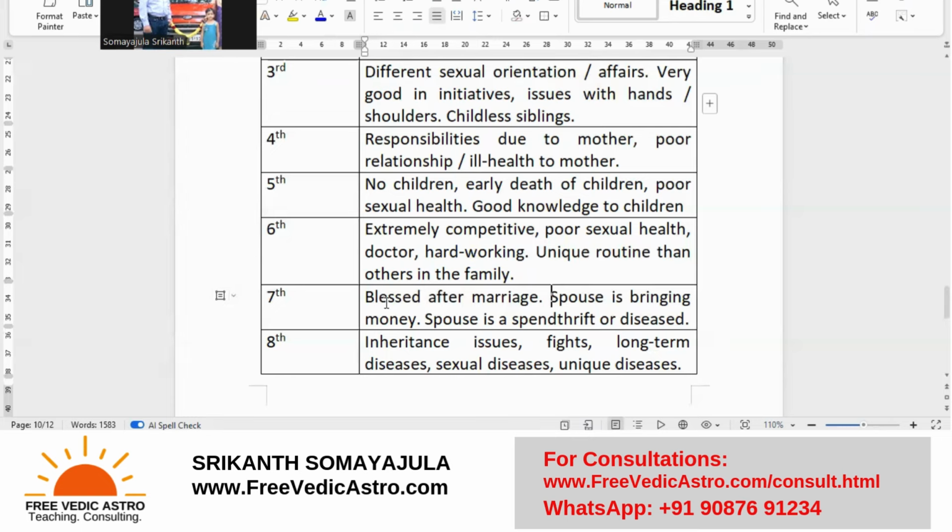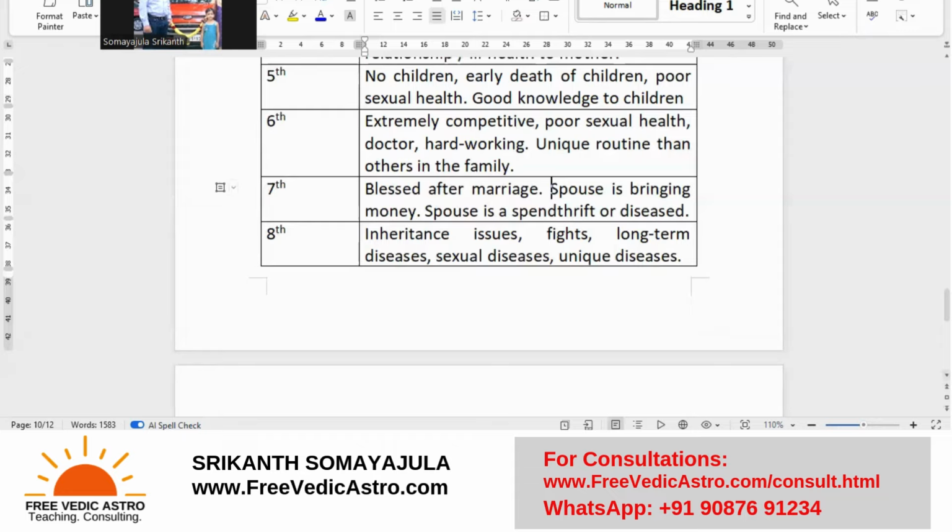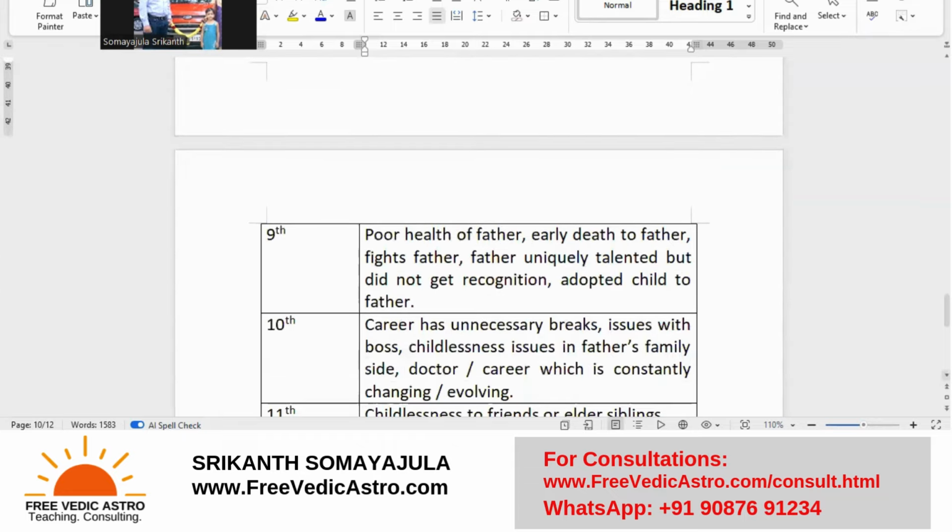Eighth house, issues with inheritance, or there is a competition, or there is a very unique inheritance, right? The person has attained an inheritance which is very unique. Okay, he has inherited something which is very unique. Nobody else would give his son such kind of an inheritance, right? Long-term diseases, sexual diseases, unique diseases where you must not have even heard of the disease, a long-term thing, and somebody says a unique name, you must not have even heard of that name. Such a kind of disease exists, right? Poor health of father for the ninth house connection, early death of father.